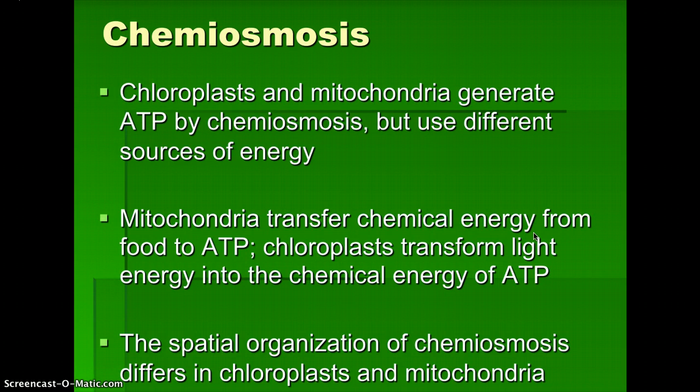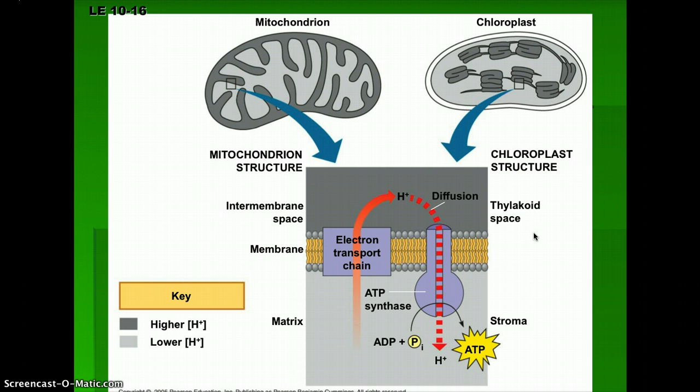So what is chemiosmosis? Chemiosmosis occurs in both photosynthesis and cell respiration, so the chloroplast and mitochondria, and it's a process used to generate ATP, but it uses different sources of energy. In the mitochondria, it transfers chemical energy from food to ATP. In the chloroplast, it transforms light energy into the chemical energy of ATP. So the spatial organization of chemiosmosis differs in both the chloroplast and the mitochondria.